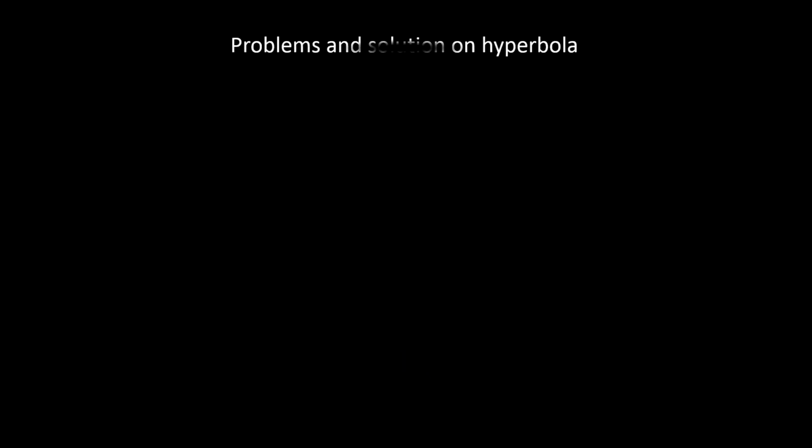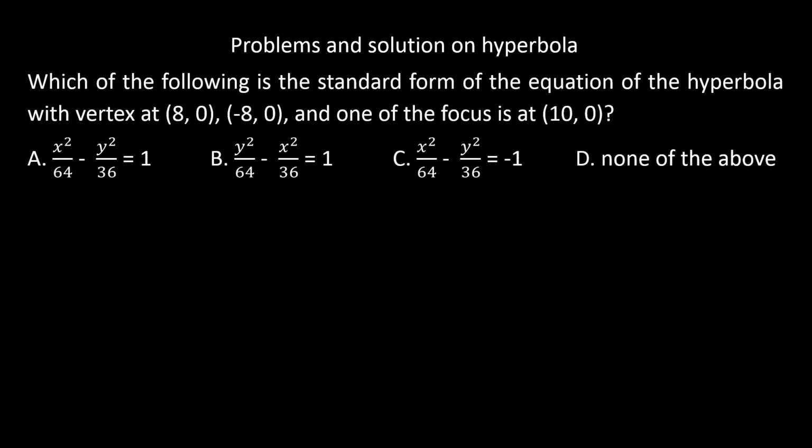Next, we will tackle problems and solutions on hyperbola. The first problem: which of the following is the standard form of the equation of the hyperbola with vertices at points (8, 0) and (-8, 0), and one of the foci at (10, 0)? The following choices are given.